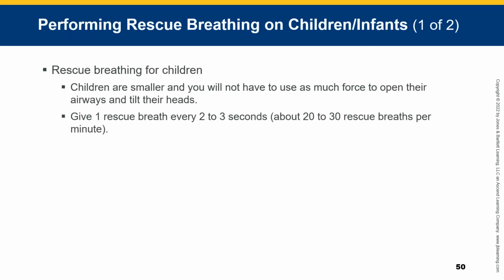Children are smaller and you will not need to use as much force to open their airways and tilt their heads. With rescue breathing for children, make sure that you realize that you need to not tilt their head back nearly as far. And the rate of rescue breathing is slightly faster for children. So you want to give one rescue breath every 2 to 3 seconds, which is about 20 to 30 rescue breaths per minute.